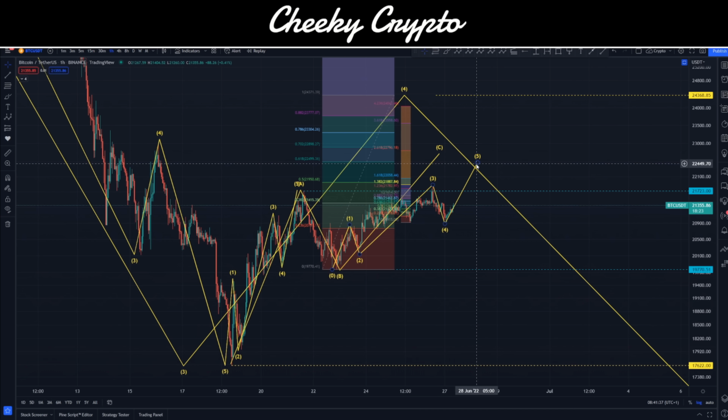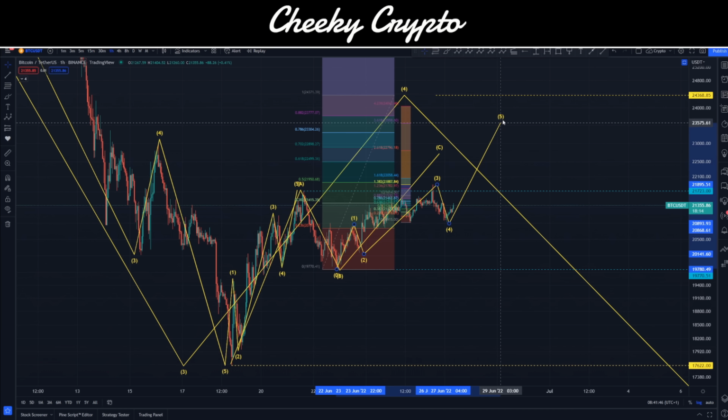Then we continue that motion to the upside just a little bit more with that final 5th wave, but it doesn't look like it has enough momentum to go up past 24,000 or 23,000.